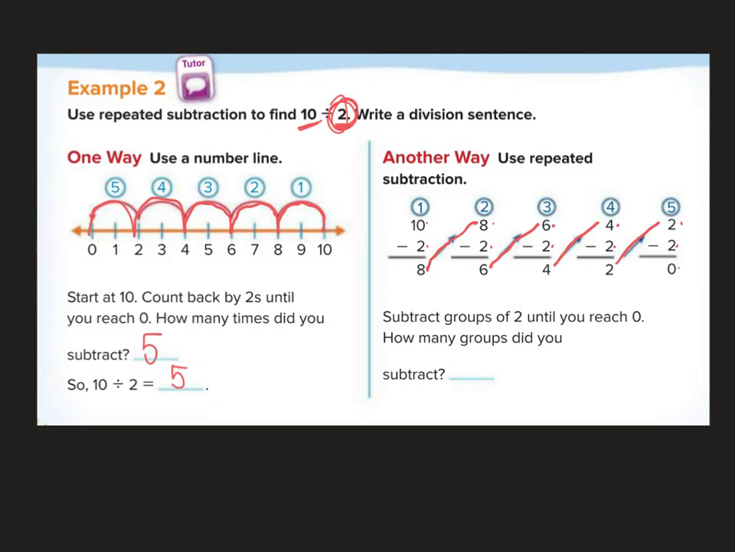So if we subtract groups of 2 until you reach 0, which we did right here, how many times do we subtract 2? 1, 2, 3, 4, 5 times. Look at that. We got the same answer. So both of these are strategies that you can use.